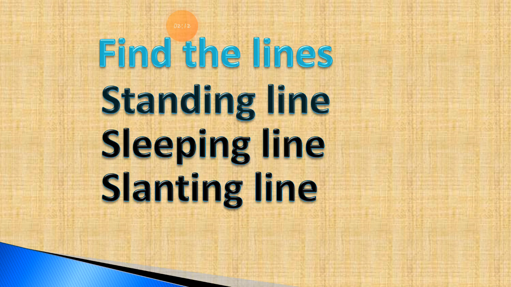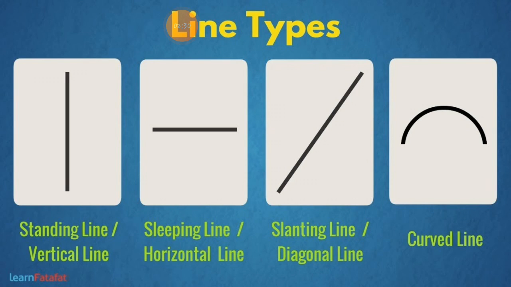Now students, we were in the topic of lines, which are the standing line, sleeping line and slanting line. These are the basic lines. You all know that the standing, sleeping and slanting are the basic lines. I have a chart of lines, so you can see the line types. Here is the standing line, or you can call it a vertical line also.